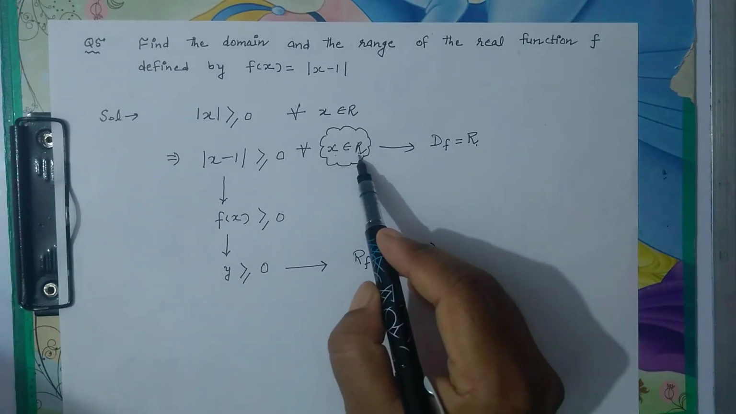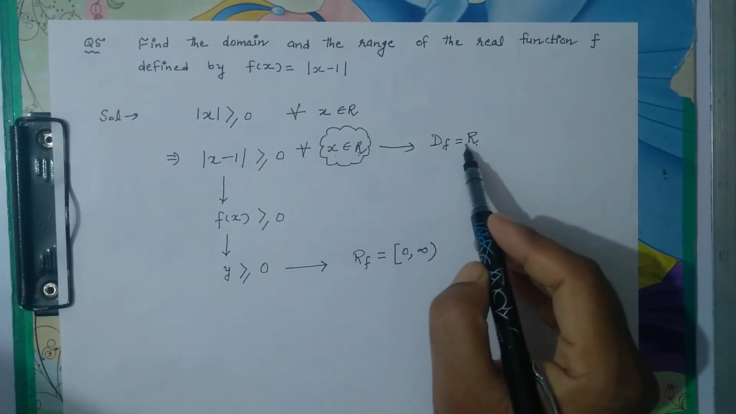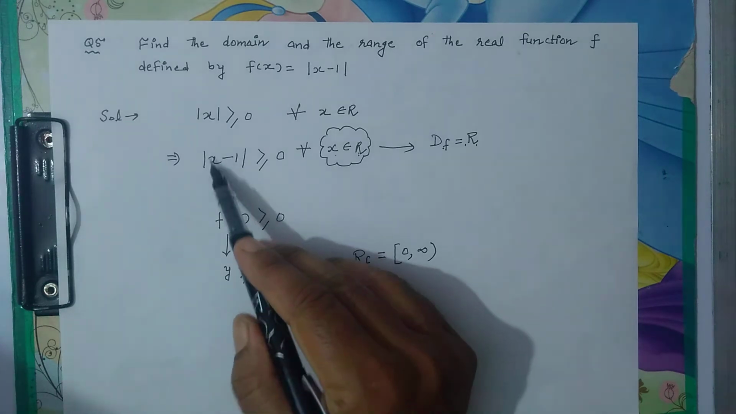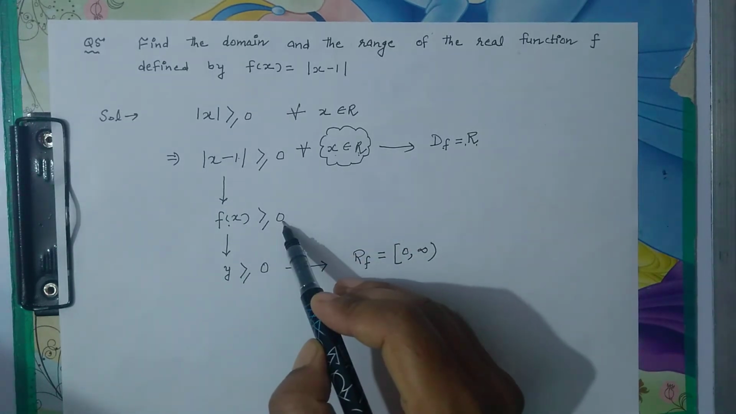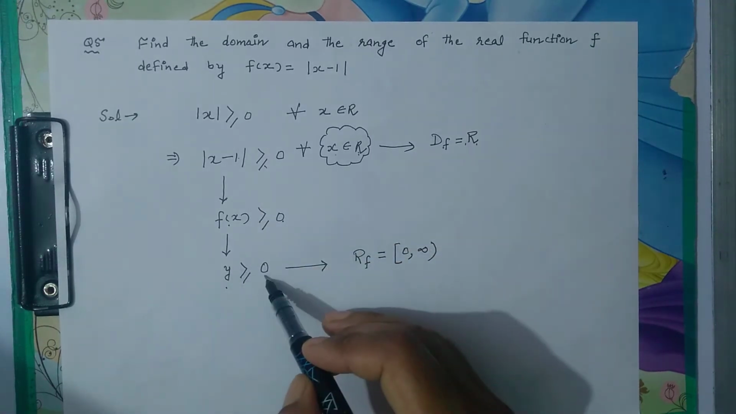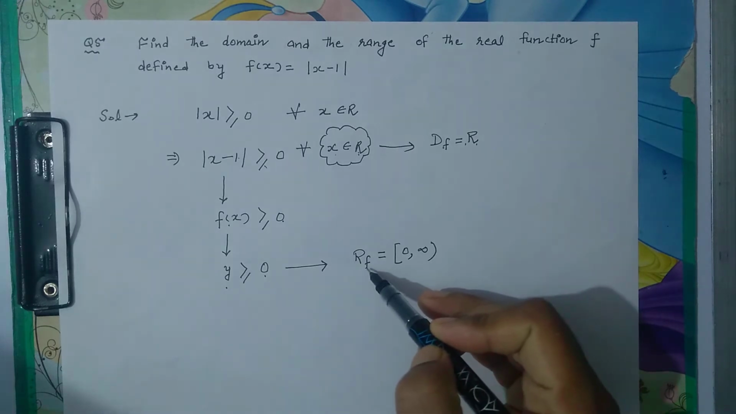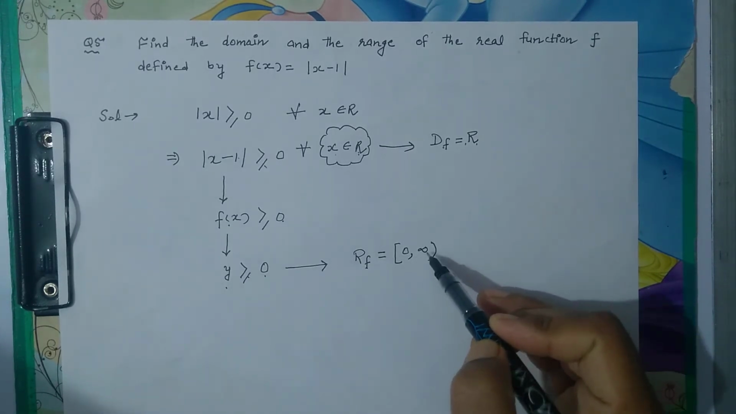Because x belongs to R, x itself is called domain of the function. From here, this is the value of f of x. f of x is also greater than or equal to 0 according to this condition. So y is greater than or equal to 0. What we say, range of the function is 0 to infinity.